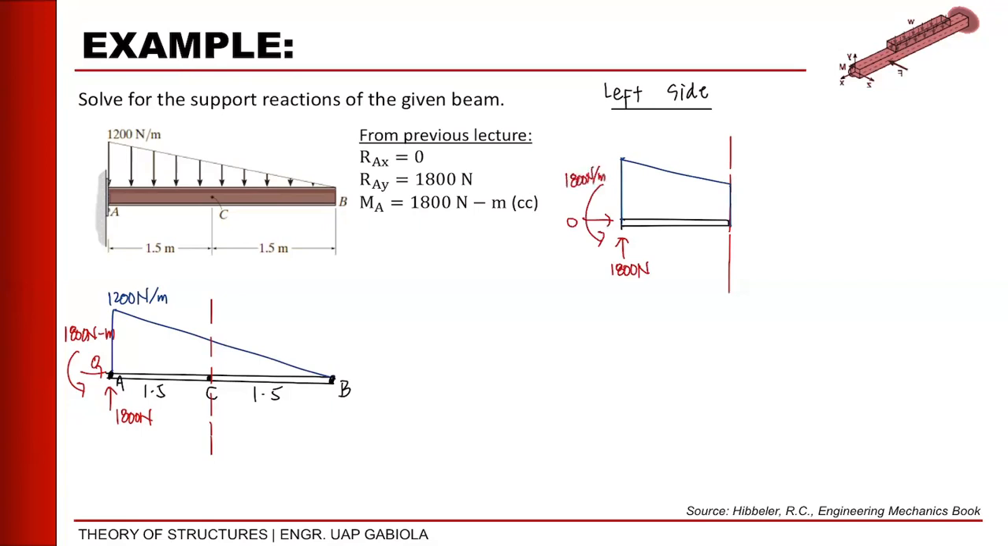Okay? Then, what happens at point C? So, we expose it. So, tensile. Then, it will cause a clockwise rotation for our B. And then our moment will cause this kind of rotation. Okay? Again, those are just assumptions.